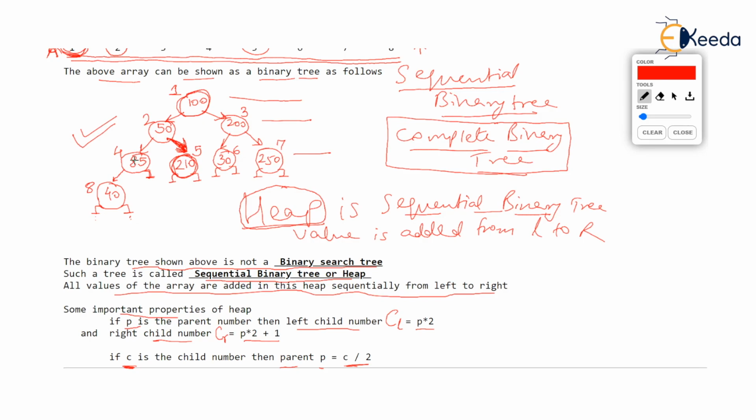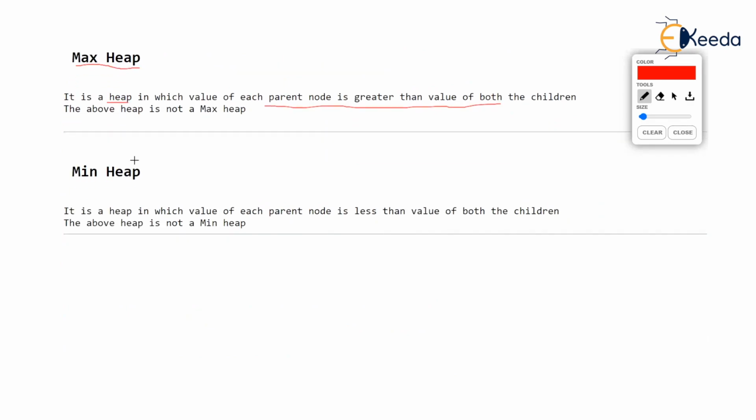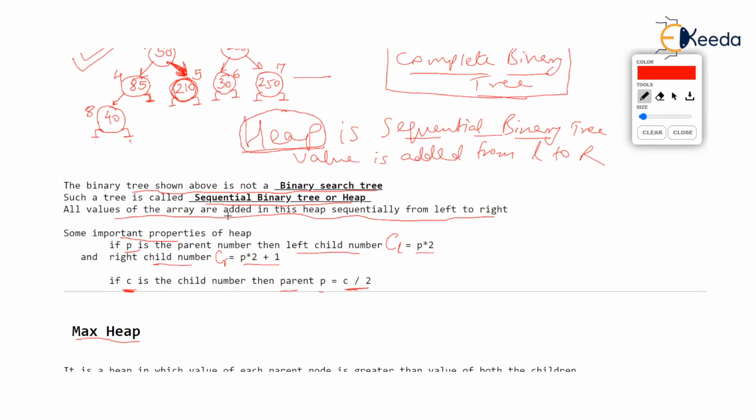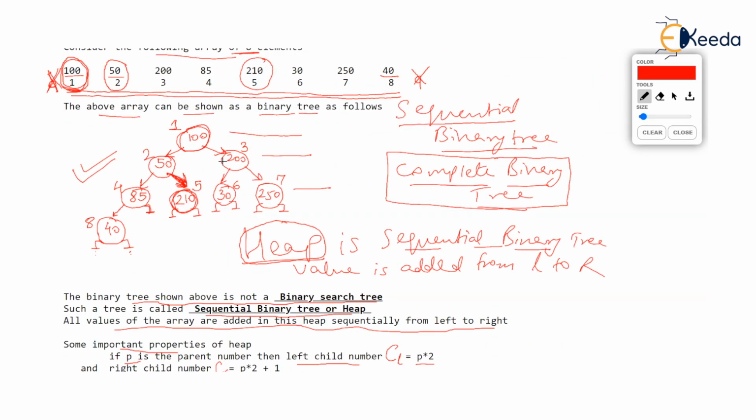Anyway, now what is a min heap then? The second type of heap, yes, you already know this now. It is a heap in which each parent node is less than the value of both the children. Now the above heap is not a min heap either. Check this. This heap that I have drawn is not a min heap. For being a min heap, the parent value should be less than both the children, isn't it?